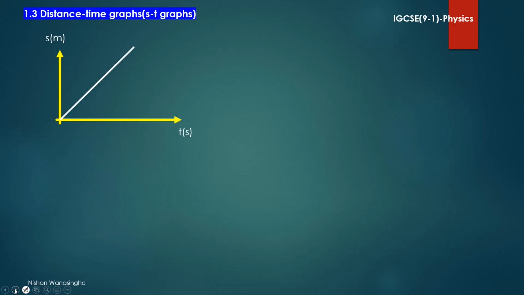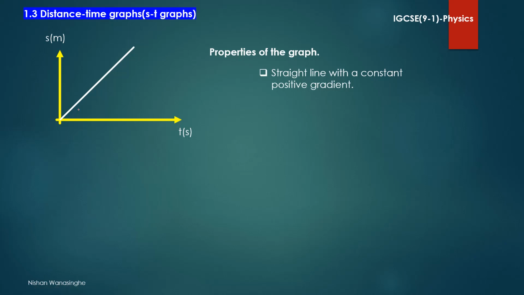In the first one, a straight line goes through the origin. Properties of the graph: a straight line with a constant positive gradient. How do you check whether it is a positive gradient? This is also learned in mathematics. In a graph lesson, if the graph makes an acute angle with the x-axis, we consider it a positive gradient graph. That is the way to identify a positive graph.